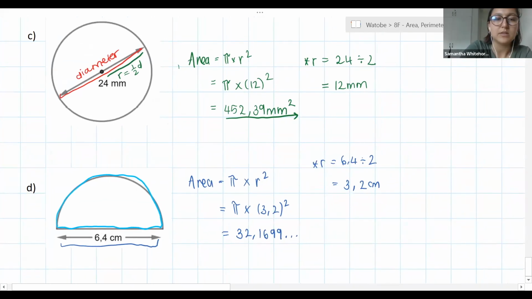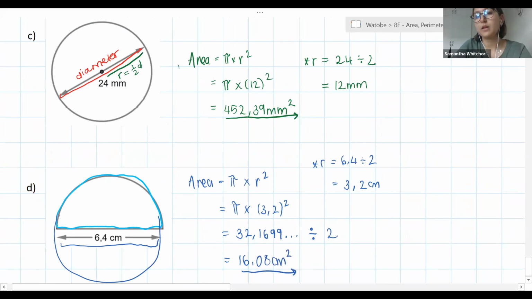Now, importantly, this was the area for the full circle. I want half a circle. So I now need to take that answer and divide it by 2. And that gives me 16.08, and again, centimeters squared.